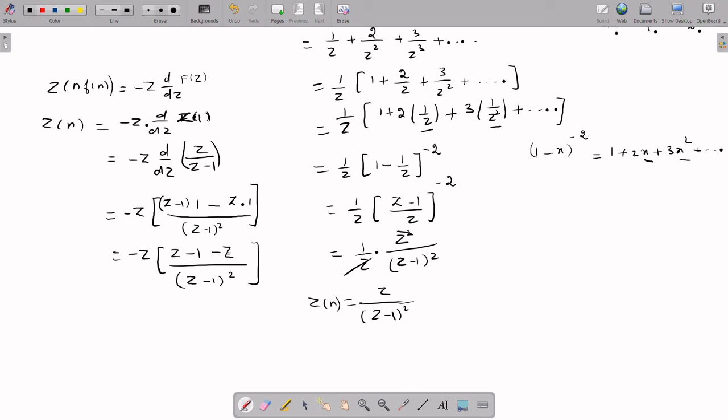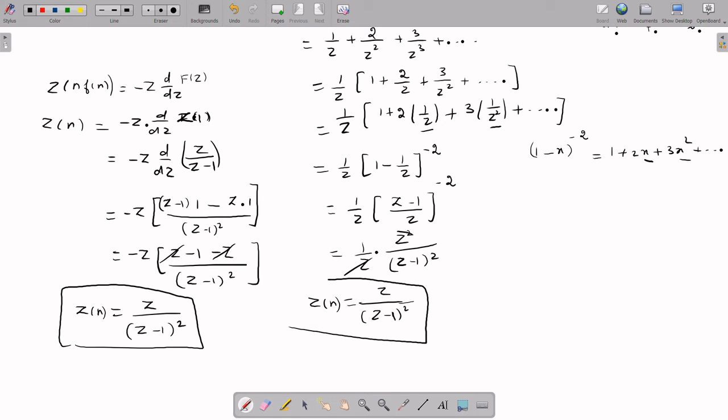Okay, is that clear? Now minus z plus z get cancelled, and minus 1 into minus z you have plus z divided by z minus 1 the whole square. This is z transform of n. This way also you can prove that. Whichever the method you can feel easy, you can use that to get the answer.